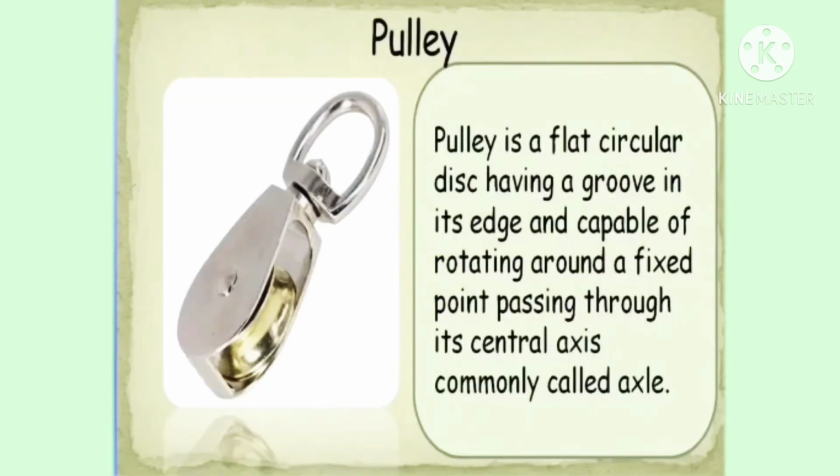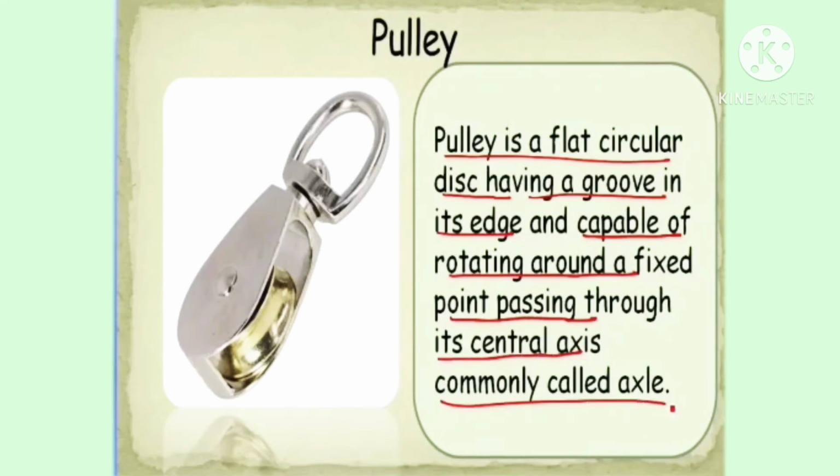Now we will begin by defining what a pulley is. A pulley is a flat circular disc having a groove in its edge. So we will just pick out the important points from the definition. A pulley is a flat circular disc having a groove in its edge, and it is capable of rotating around a fixed point passing through its central axis, commonly called the axle.